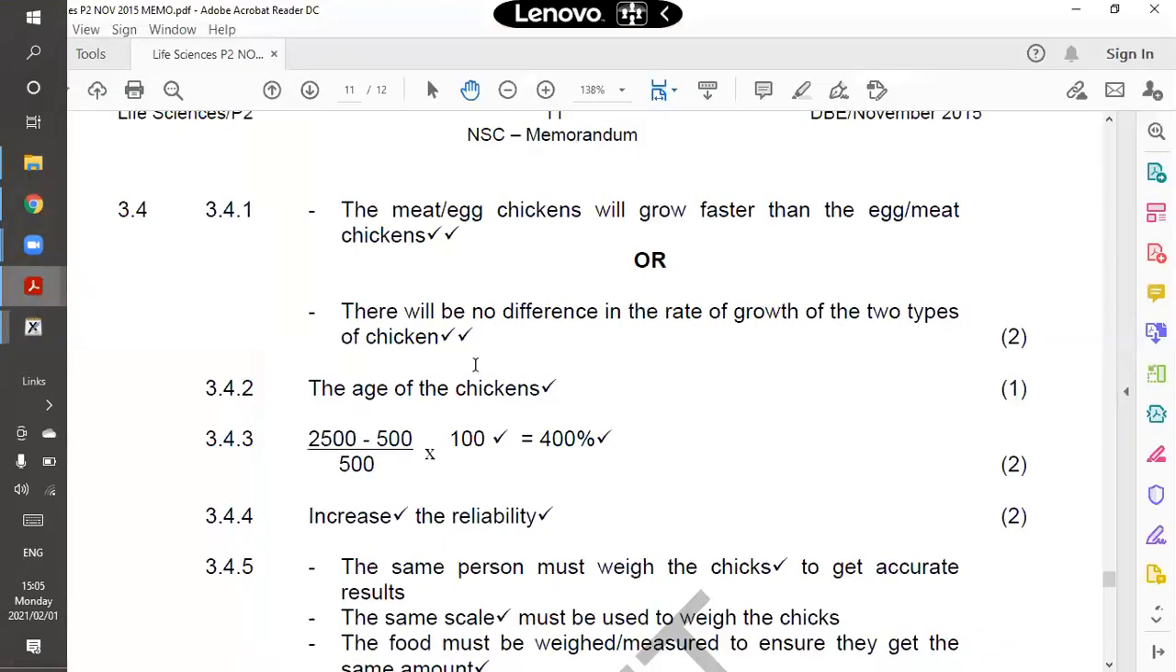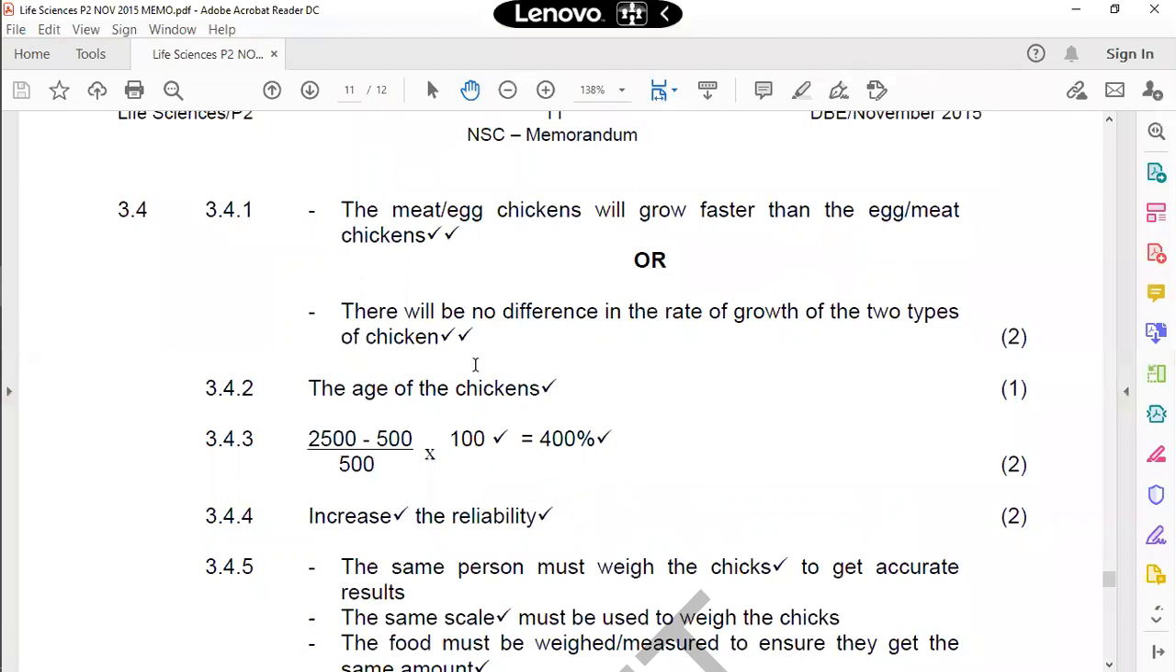So 2,500, that's the last day, minus day 8, minus 500, divide, and you get a total for that, divided by the 500 because it's a percentage increase, times 100 because it's a percentage, and they increase their weight by 4 times, or 400%. If your formula is not the same as the one you're seeing on the screen now, Chipo, I want you just to double check the way you're using your calculator, especially with that 2,500 minus 500.